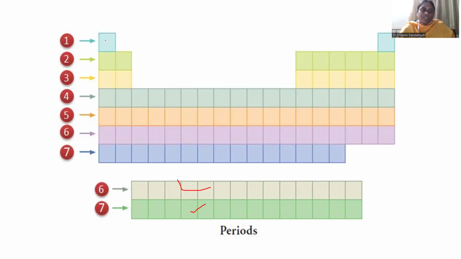Okay, this is the shortest period. See, it has only two elements, hydrogen and helium. It contains only two. Okay, and then lithium, beryllium, boron, carbon, nitrogen, oxygen, fluorine, and the last one is neon. Each period ends with an inert gas and starts with the alkali elements. Okay, this is the periodic table.